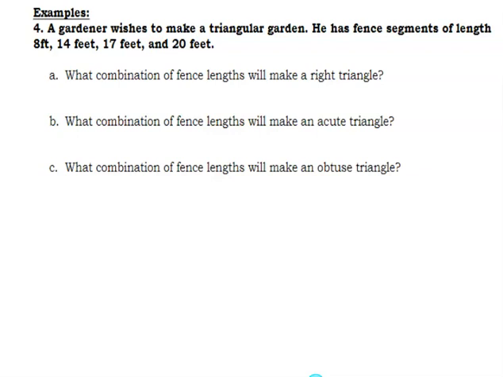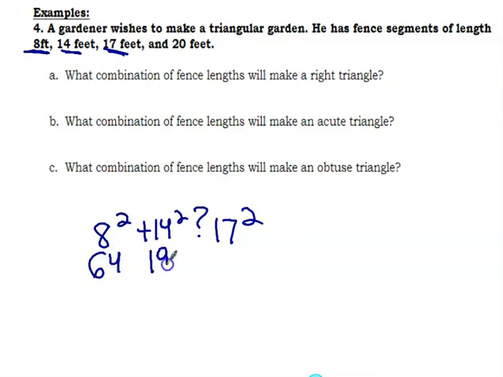We're looking at different combinations to see how we would get a right, an acute, and an obtuse triangle. Let's think of different combinations. So 8, 14, and 17. If I did 8 squared plus 14 squared equals 17 squared, I'm going to put the biggest side as my C and see what I get. 8 squared is 64, 14 squared is 196, and 17 squared, again, you need to be practicing this in your calculator to make sure you know how to do it, is 289.